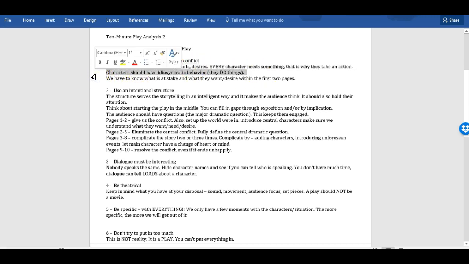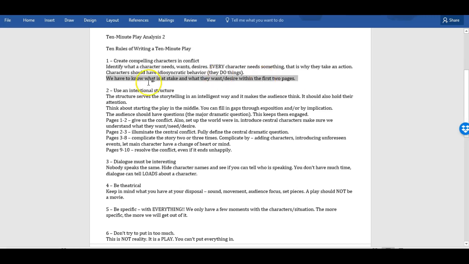Give them idiosyncratic behavior. They have to do things. Again, hitting you over the head with this. Your characters do things. Obviously, I don't mean just activities like moving furniture, but they are trying to achieve something they want, trying to overcome their obstacles. We need to know what's at stake and what they want within the first 2 pages. So, within the first 2 pages of your 10, at least by the end of the second page, if not sooner, we have to have a pretty darn good idea of what your characters want.